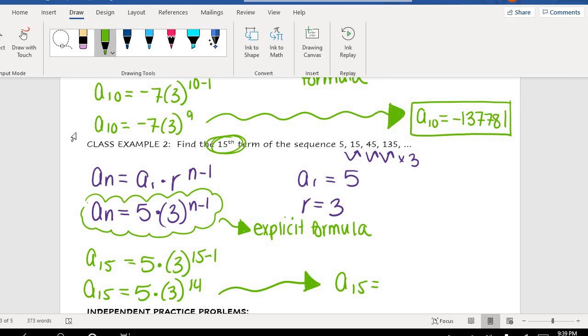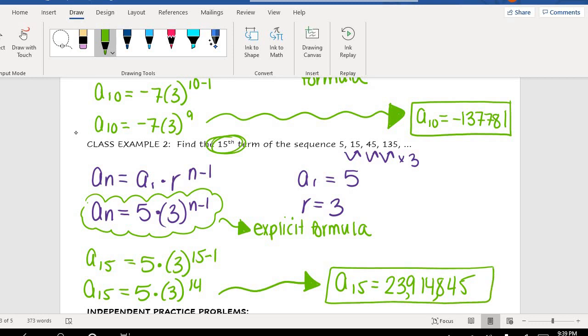Oh boy. 2, 3, 9, 1, 4, 8, 4, 5. 23,914,845. Wow. Okay, so that is geometric. Remember, geometric is a nonlinear model, so your numbers tend to grow very, very quickly.